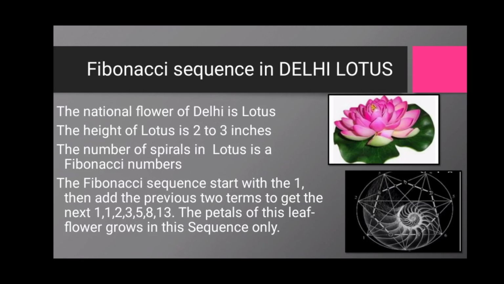The famous brackets of Delhi: lotus. The national flower of Delhi is the lotus. The height of the lotus is 2 to 3 inches. The number of spirals in the lotus is a Fibonacci number. The Fibonacci sequence starts with 1 and 1 and then adds the previous term to get the next: 1, 1, 2, 3, 5, 8 and 13. You will be amazed at how Fibonacci numbers turn up.